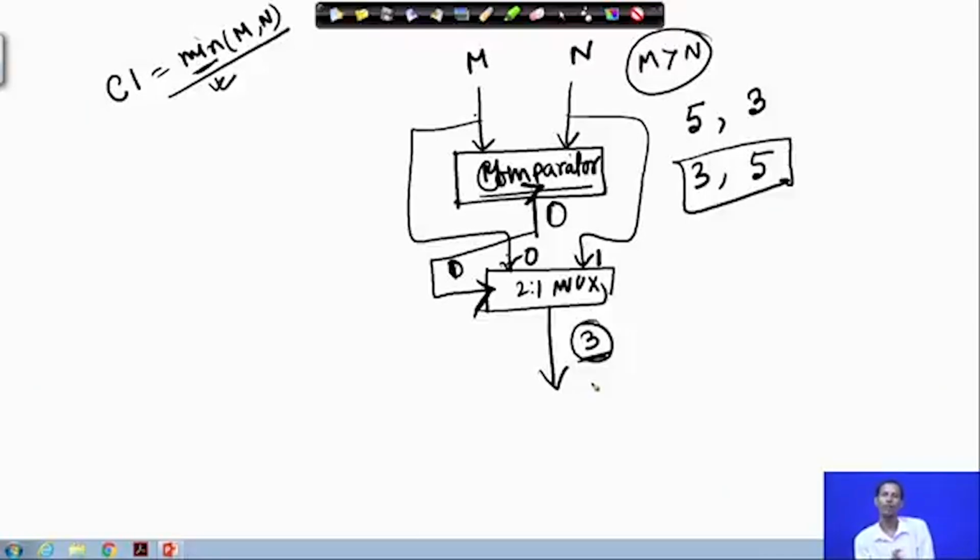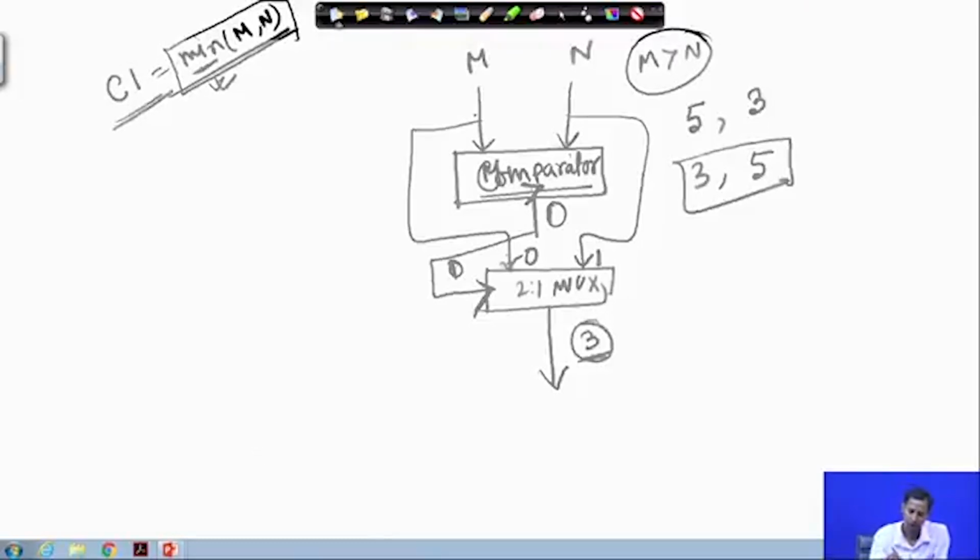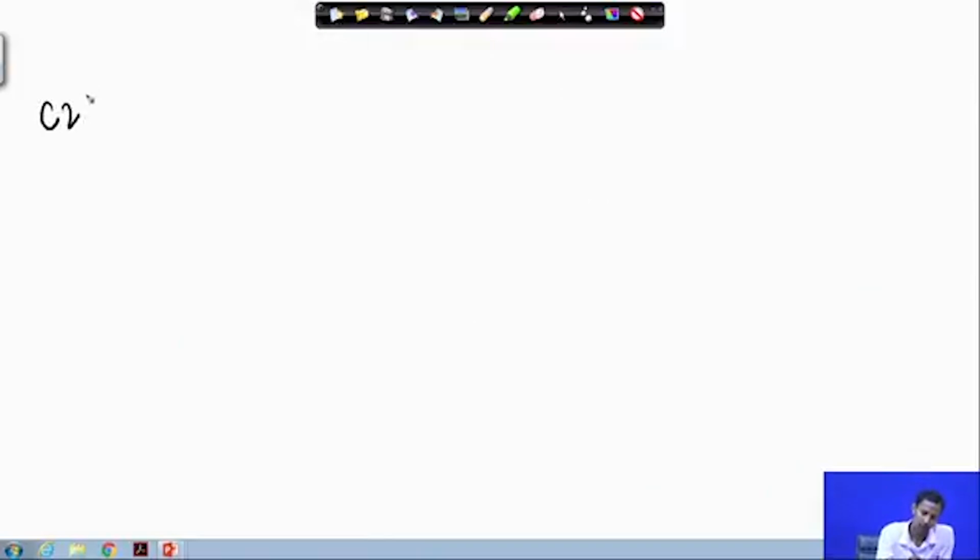So whatever the values of m and n, by using this circuit I can easily implement the minimum of m and n. Okay, understood? That means this is the C1 function I have implemented. Now, what is C2? That is the minimum of mod of m minus n. I have to find out the circuit for mod of m minus n.